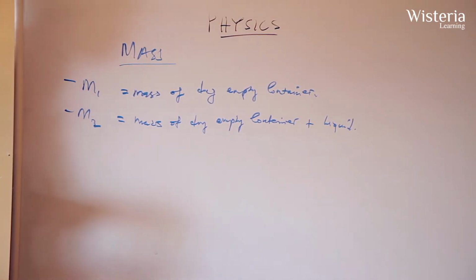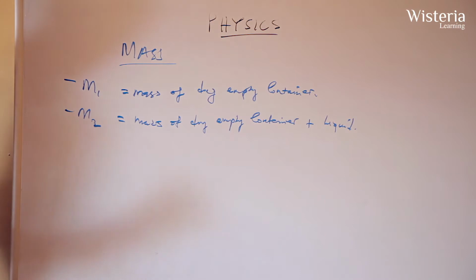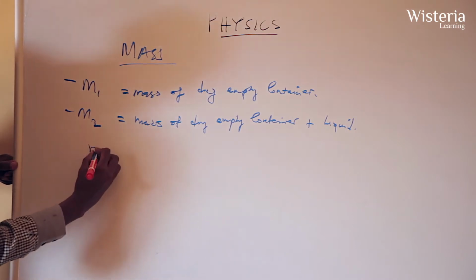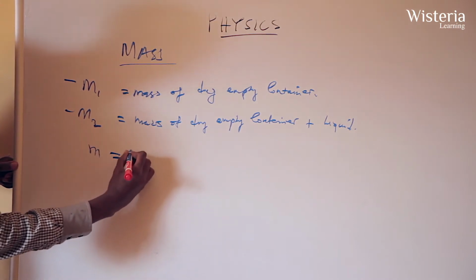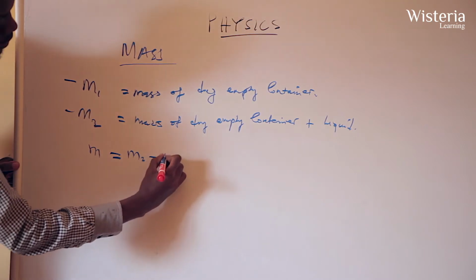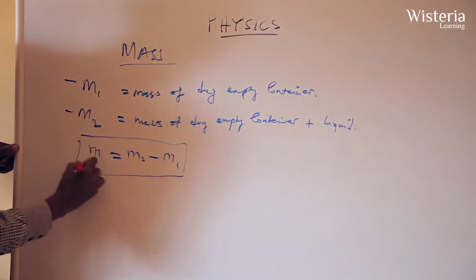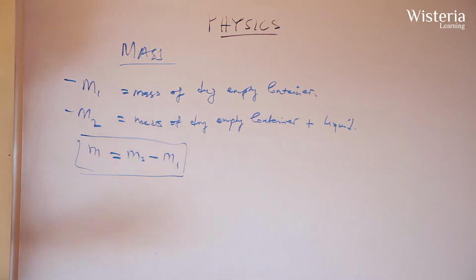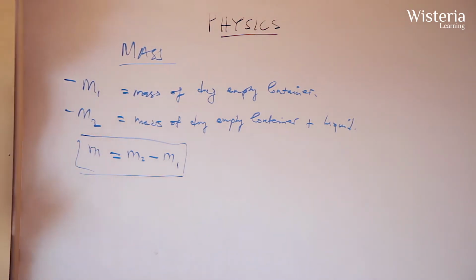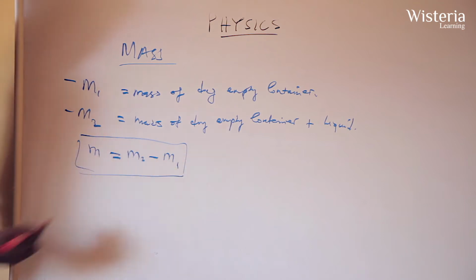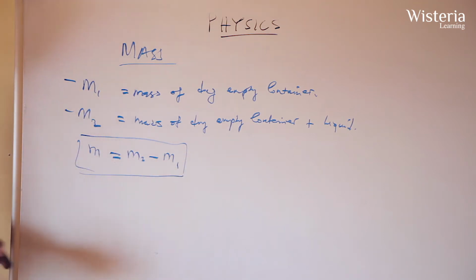So in order to determine the mass of the liquid, simply use the formula: mass of the liquid equals M2 minus M1. And this is the formula to record the mass of a liquid, simply M2 minus M1. And there is how you record the mass of a liquid.